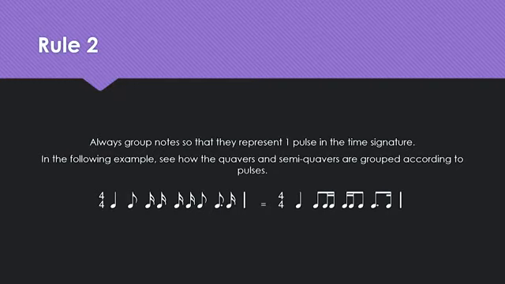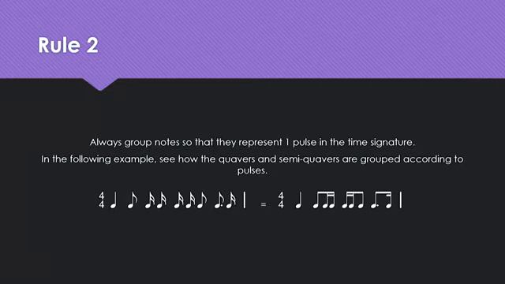At last we get to Rule 2. Rule 2 is: always group notes so that they represent one pulse in the time signature. Let's have a look at the example that I've put there. It's in 4/4 time. First you have a crotchet, then a quaver, then 4 semiquavers, another quaver, a dotted quaver, and a semiquaver.